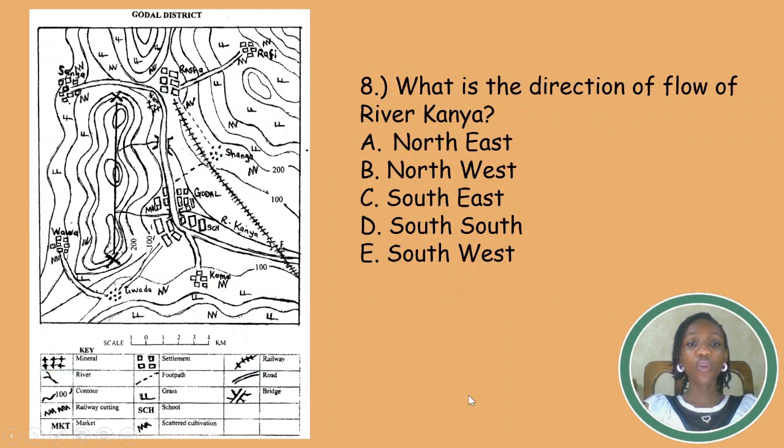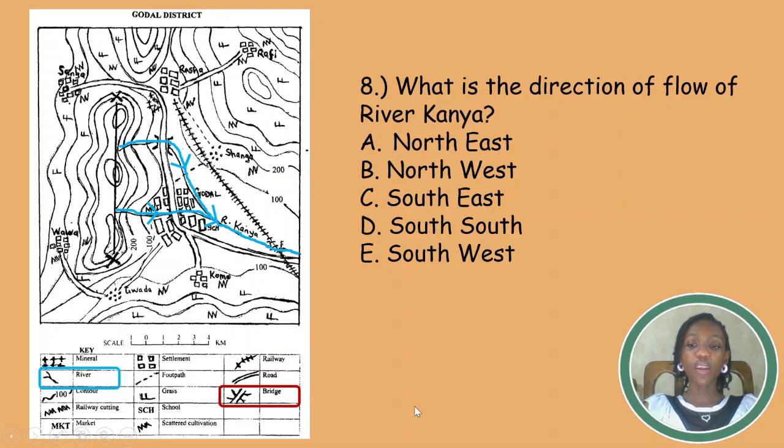What is the direction of flow of River Kanya? Now we see the symbol for the river in our map key. So now let's trace the path of the River Kanya. We can see that the two tributaries merge to form the River Kanya, and these two tributaries take their origin from the ridge. And the place where the river meets the roads or railways, we see another symbol which means bridge. The confluence is formed in the Godal settlements.